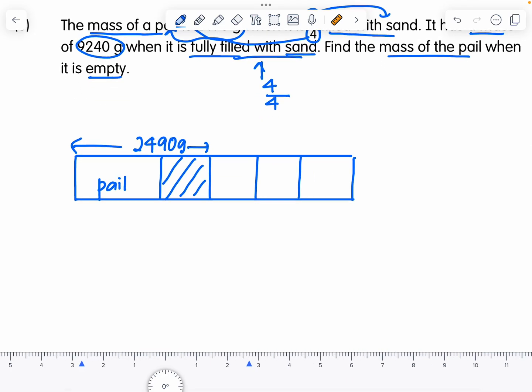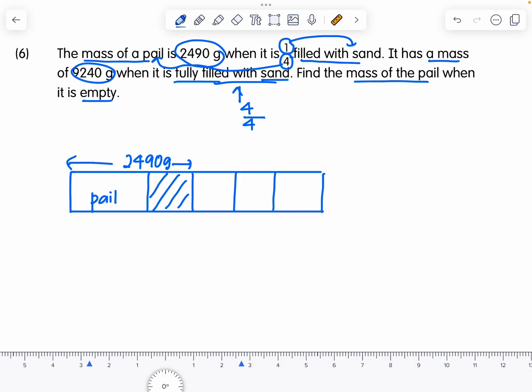Okay. Now, in the second sentence, it tells that if it's fully filled with sand, that means the pail plus the 4 units of sand, when it's fully filled, it will be 9,240 grams. Okay, so what you can see from the model, take a while to organize it, take a while to visualize it, you'll be able to see that actually the difference between 9,240 and 2,490 is this 3 units of sand. Okay, I say again, the difference between 9,240 grams and 2,490 grams is that 3 units of sand.